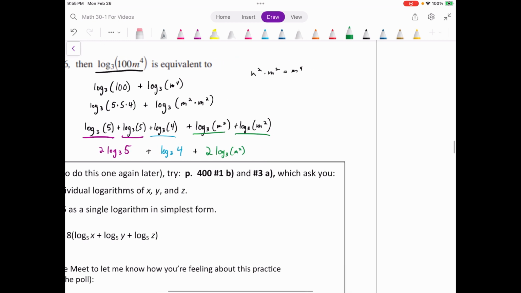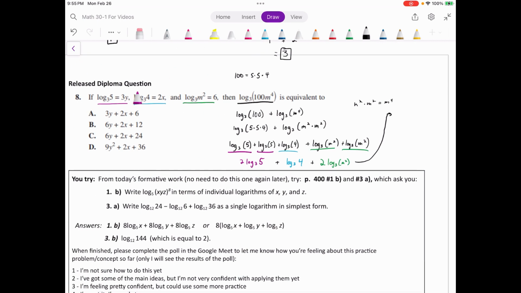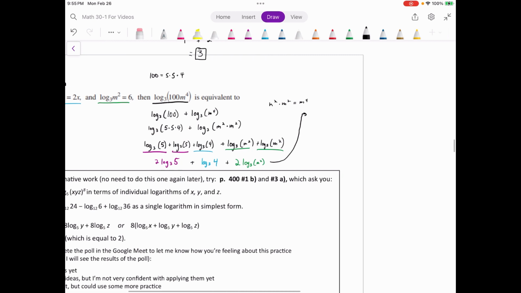Apologies, I ran out of room there. But now's the moment of truth. So 2 log base 3 of 5, well, that's just 2 times 3y. Or we could have done it here as well, 3y plus 3y, right? So this is 2 times 3y plus log base 3 of 4, that's just 2x.